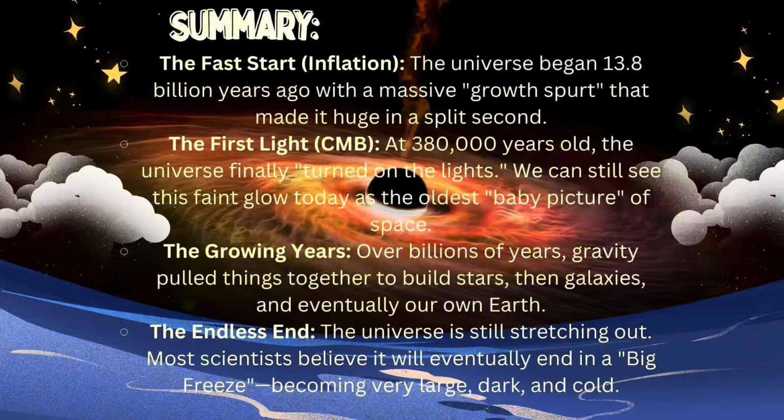To summarize everything, let's look at the four main chapters of our universe story. The fast start. It all began 13 billion years ago with inflation, a massive growth spurt that made the universe huge in just a fraction of a second. The first light. 380,000 years later, the universe finally turned on the lights. We can still see this today as the CMB, the oldest baby picture of our cosmos. The growing years. Over billions of years, gravity took over, pulling matter together to build the first stars, then galaxies, and eventually our own home, Earth.